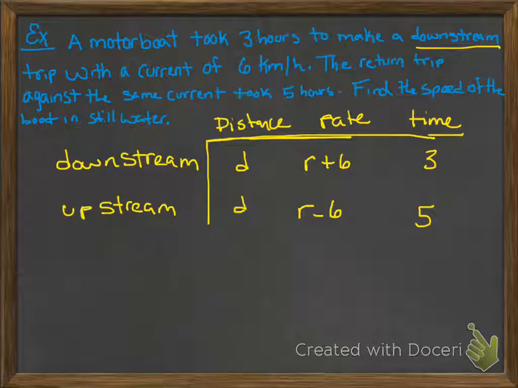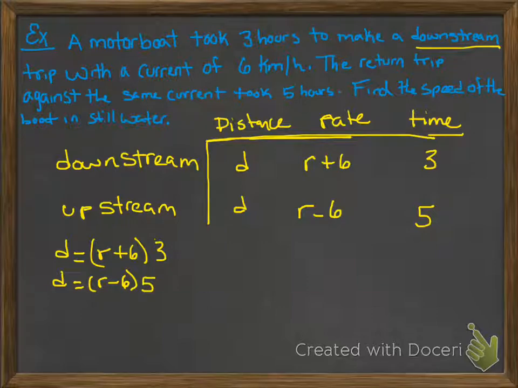So again, I can write two equations. I have D is equal to my rate plus 6 times 3, or D is equal to the rate minus 6 times 5. Because they're going to have the same rate, it's just whether it's going upstream or downstream, and they'll have the same distance. So now I can set those two distances equal to each other.